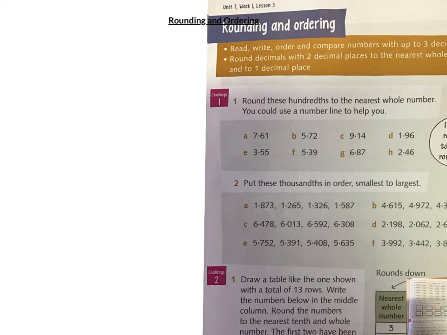If we look at F for another example, it's 5.39. I'm rounding to the nearest whole number, so I look at the column or house before that, which is the tenths, to see which way I'm going to round it, up or down. Now in the tenths house I have a 3. And I know that 3 rounds down, so the nearest whole number is 5.